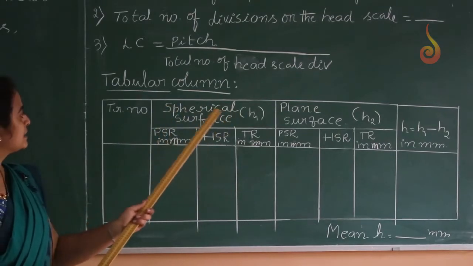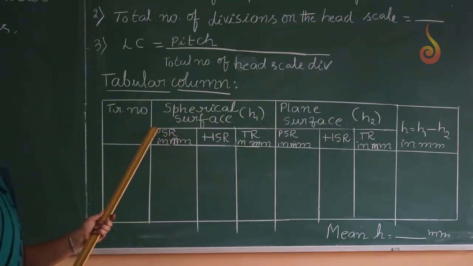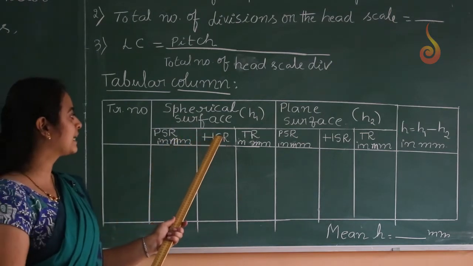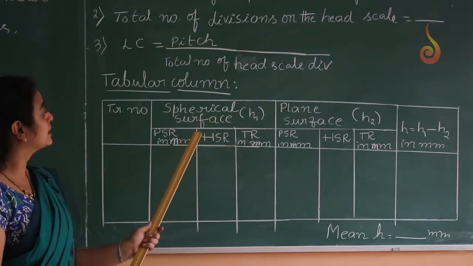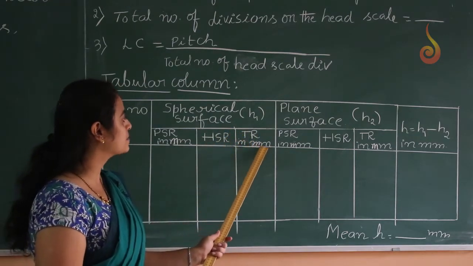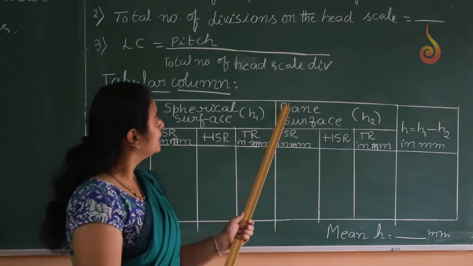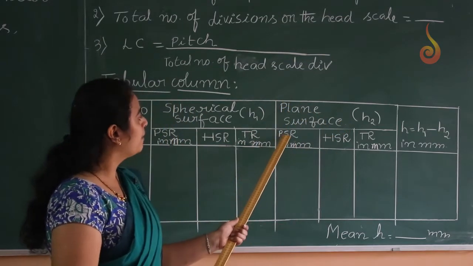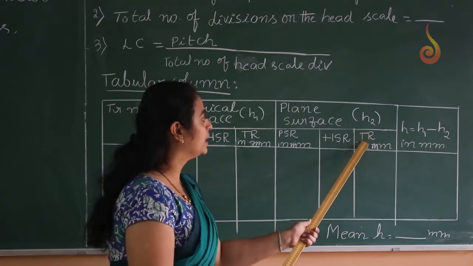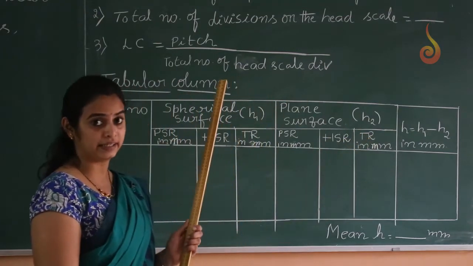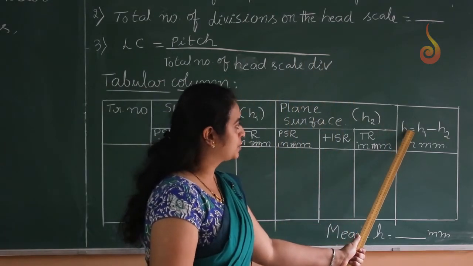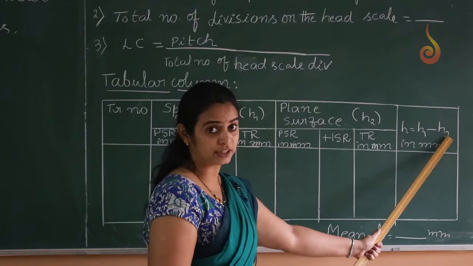And in this spherical surface we have PSR, pitch scale reading, that is in terms of millimeter, and head scale reading, also called circular scale reading, and total reading, that is also in terms of millimeter. Then for this plane surface, again we need to note down the PSR value, HSR value, and we need to calculate total reading. After this, we have to calculate H, that means H1 minus H2.